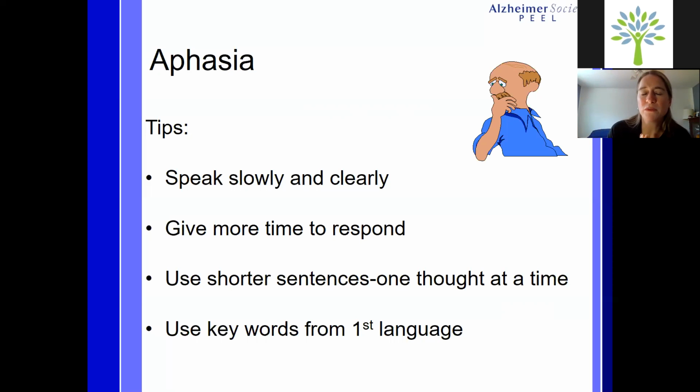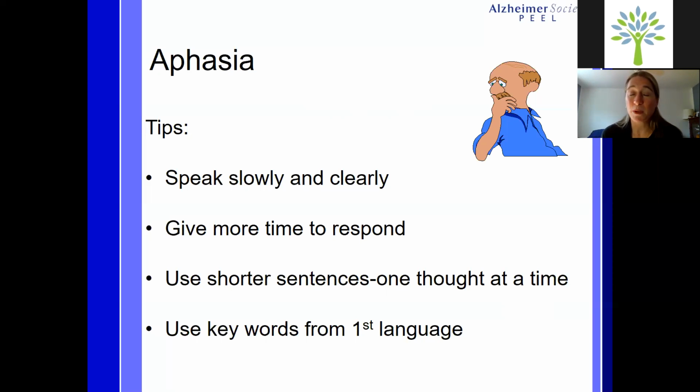And my words of advice are, if you feel you've given enough time, wait another 10 to 20 seconds. Because for us, when we're waiting, that time seems like an eternity. But for our client or our loved one, it truly takes that long to process and respond.